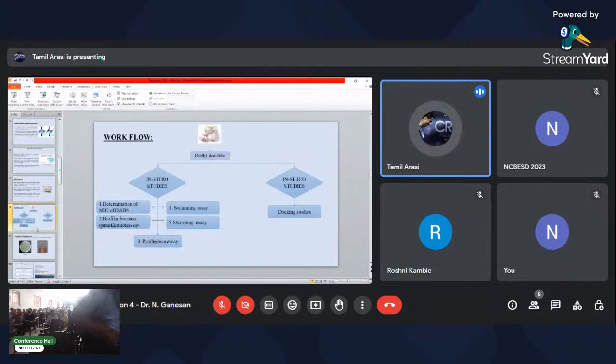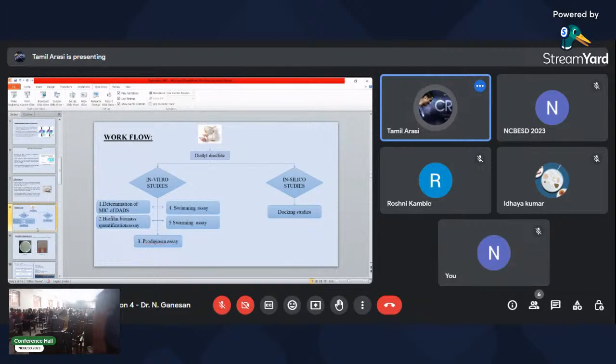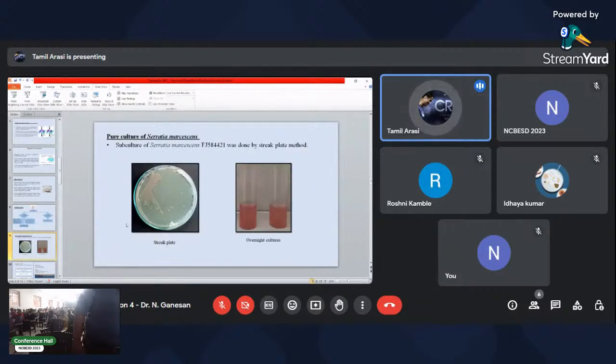And this is the workflow of my project: in vitro studies and in silico studies. In in vitro studies, I've done 4 assays, and I've also found out the MIC value of the DATS, and in silico studies to give a confirmation about how it is going to work. And this is the pure culture of Serratia marcescens, and this is the strain number, and this is the overnight culture of Serratia. You can see the color. This color is because of the prodigiosin pigment, I've already told you. And this prodigiosin pigment production varies according to the temperature variance.